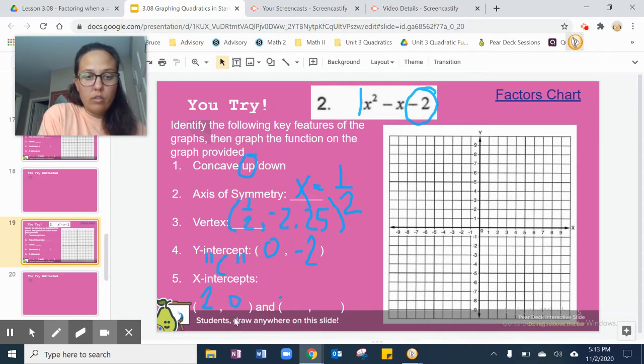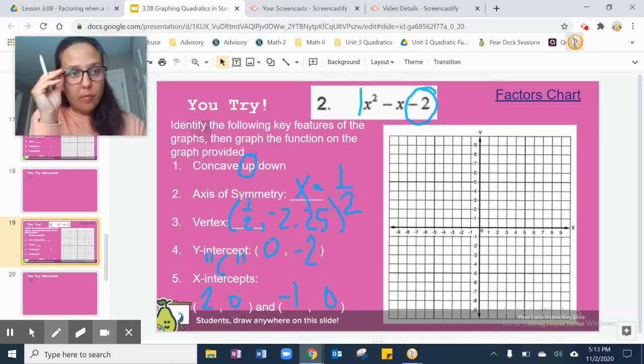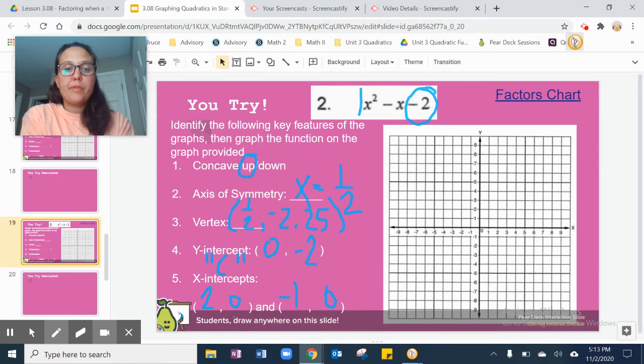2, 0, negative 1, 0. Now we're ready to graph. I'm going to go backwards and start with x-intercepts. So 2, 0 is here, negative 1, 0. It's nicer that these are a little further apart. It's just a little bit easier to graph, especially on these terrible touch screens. So then the y-intercept is negative 2.